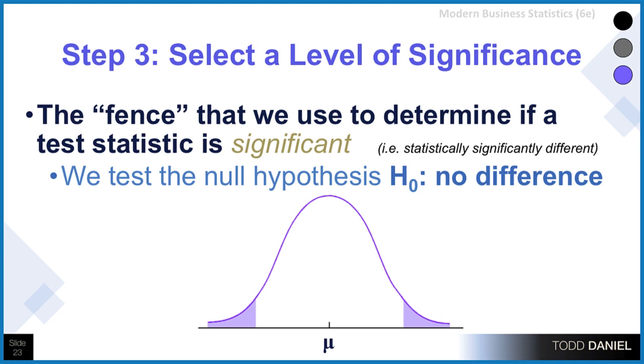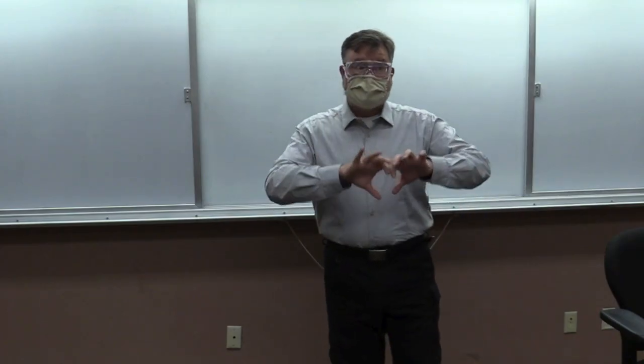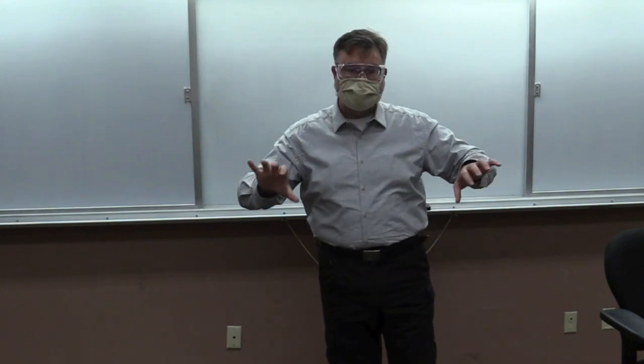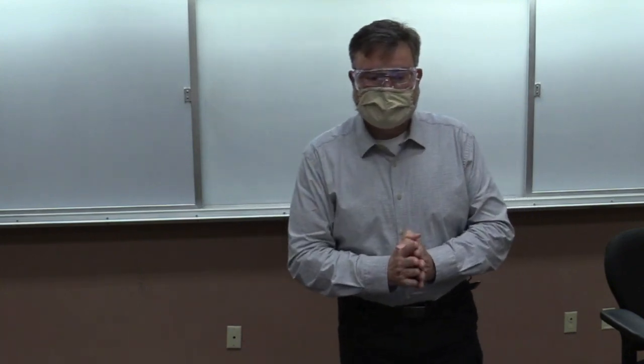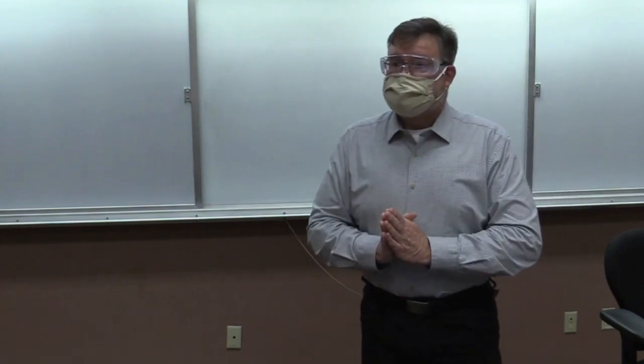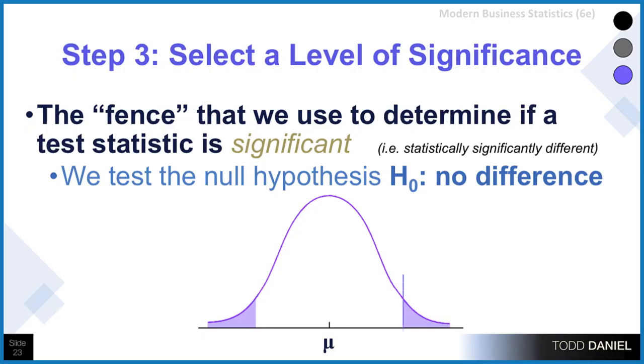That's the purple area. So what this is representing is we have 95% of our scores under that curve in the white area, the clear area, and 5% of our scores split in half, so 2.5 on either end. Those are the purple areas. The level of significance, or the critical value, is this fence that we use to determine if a test statistic is significant, or said more properly, there is a statistically significant difference.